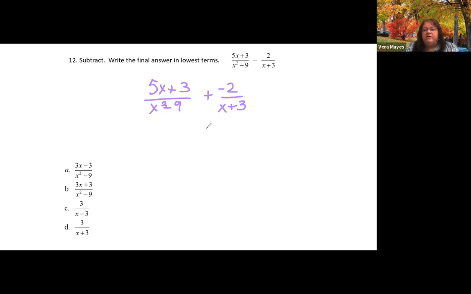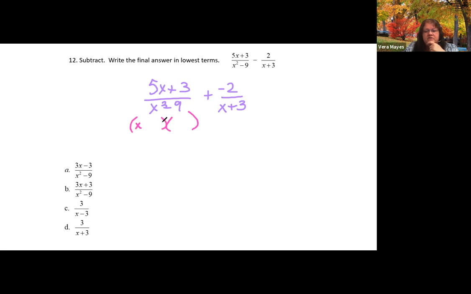Okay, so I need a common denominator because I'm adding. If I were multiplying or dividing, I wouldn't necessarily need one. But if I'm adding or subtracting, I need a common denominator. So I need this one to spill its secrets. I need to see what's inside of there. So let's break that down.